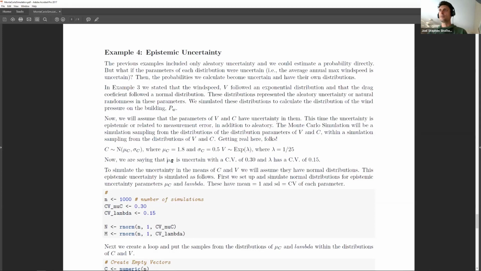So now the mean of the drag coefficient is mu C, and we're saying that's uncertain, with a coefficient of variation of 0.3. We're saying lambda is uncertain, where lambda is 1 over 25 miles per hour, the average wind speed, and lambda has a coefficient of variation of 0.15. So first we're going to simulate the uncertainty of mu C and lambda. The parameters have uncertainty. This is epistemic uncertainty.